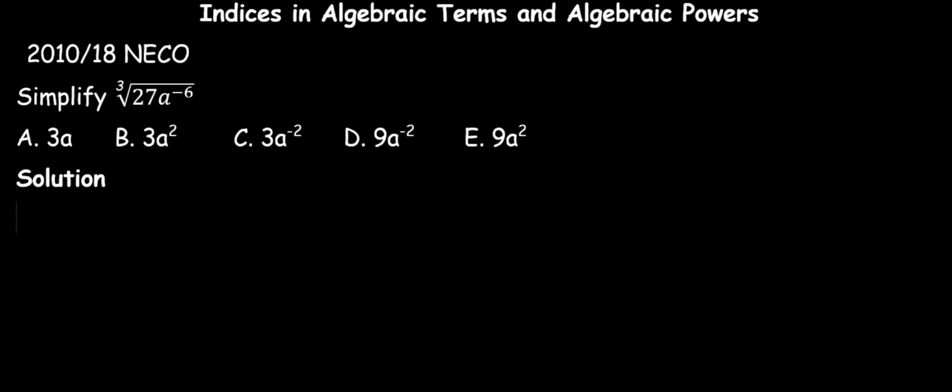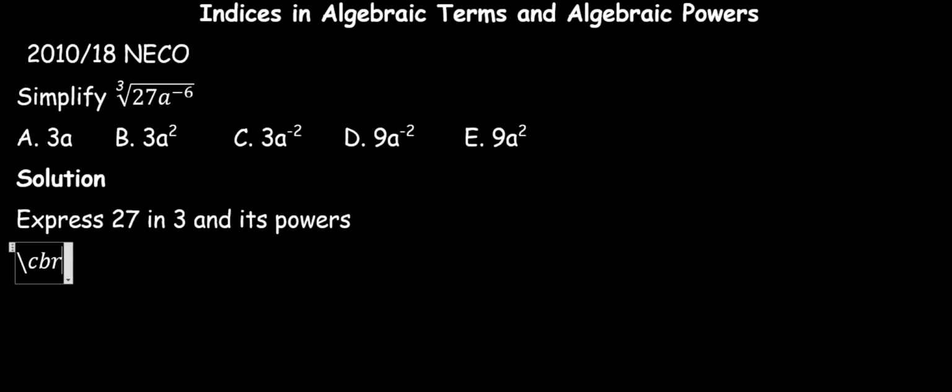Everything under the root can be expressed in 3 and powers of 3. We express 27 in 3 and its powers. So we can conveniently say the cube root of 27a raised to power minus 6 is equal to 27, which is 3 raised to power 3, and we still leave our a raised to power minus 6. Then we close our bracket. We have introduced a bracket now, raised to power 1 over 3, which is the cube root.